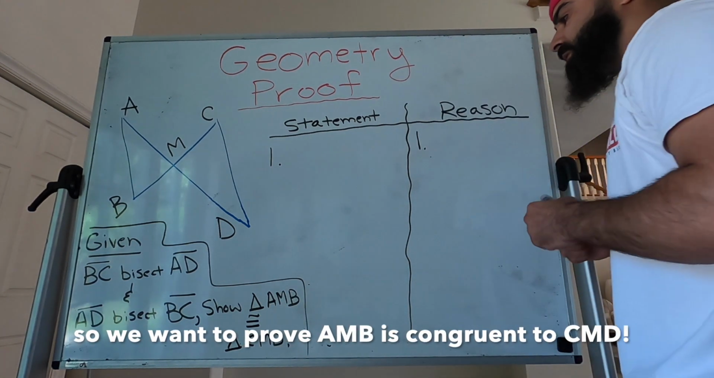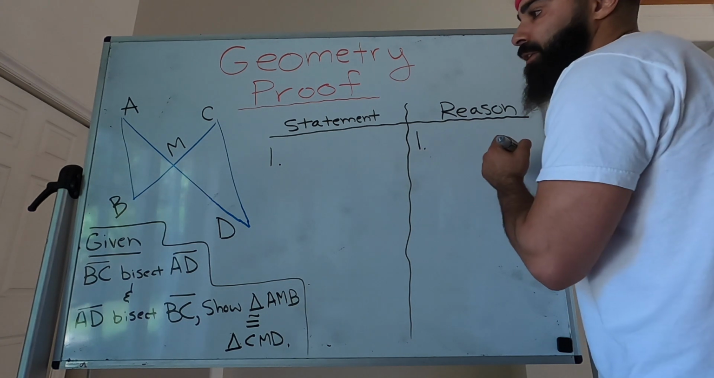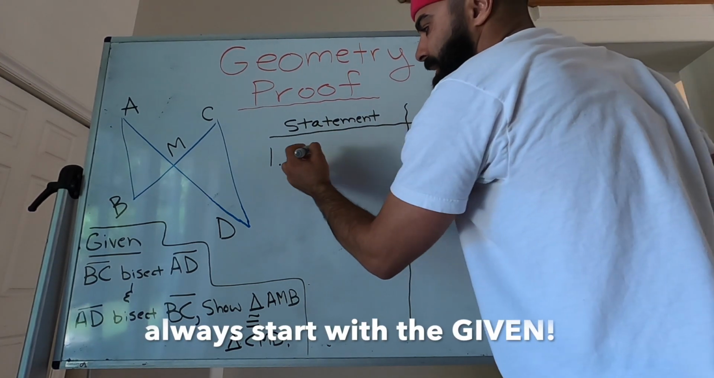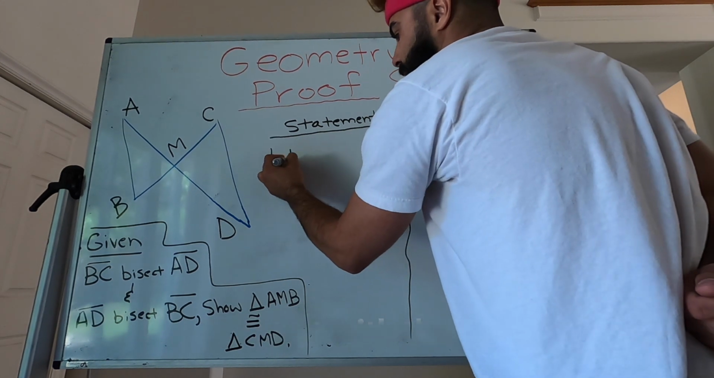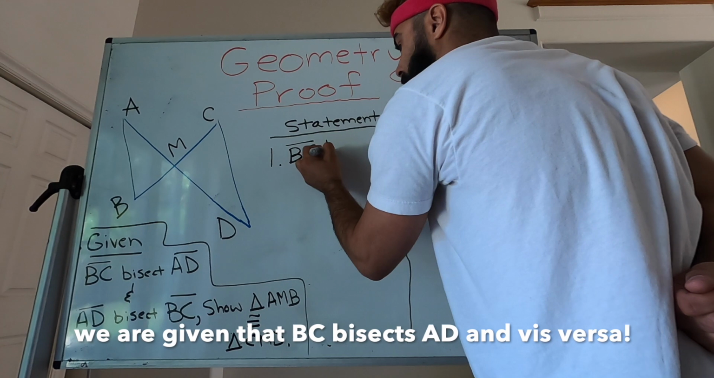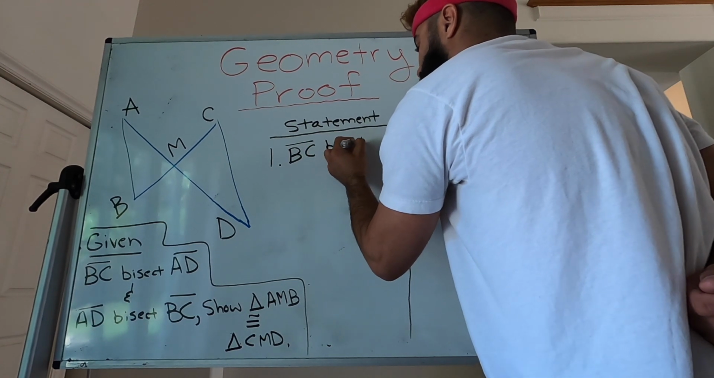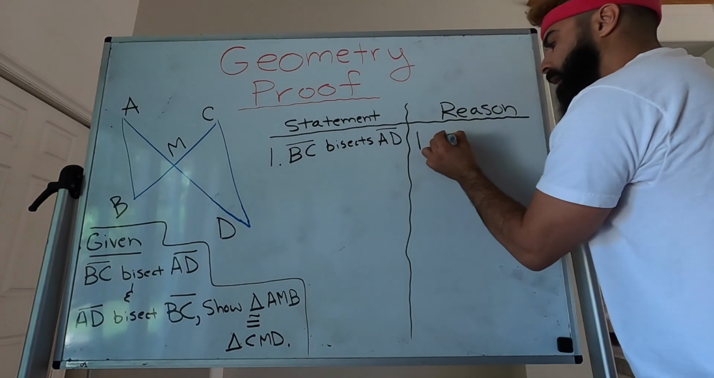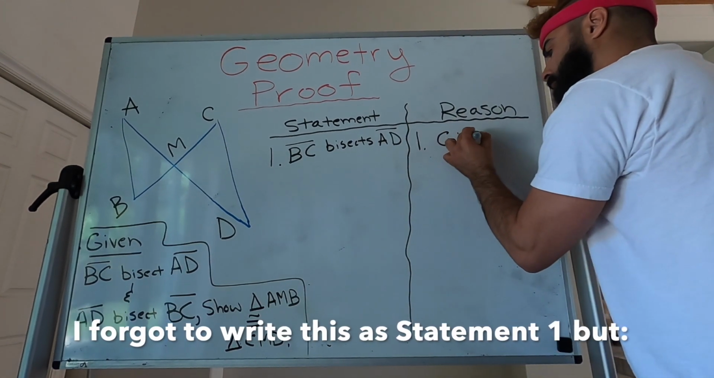Alright, first things first, our statement and our reason for the very first one is typically going to be the given. So the statement is that BC bisects segment AD, and this is by given.